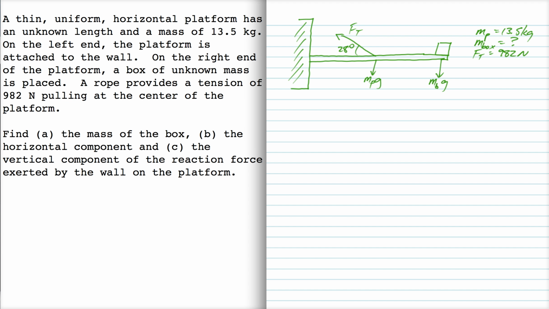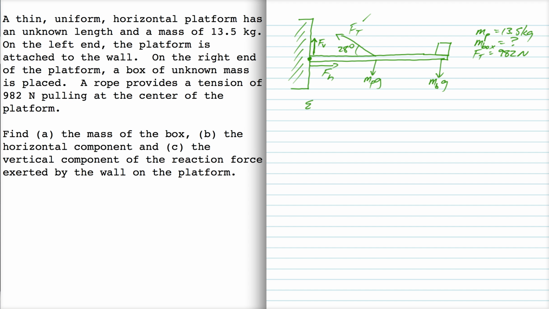Alright, I've got tension here. What else? There's no applied force. If we look at the reaction forces, we've got a horizontal component of the reaction force and a vertical component. I'm assuming that the vertical component points up. I may be wrong. But those are the forces that are acting on this end of the rod over here where it's attached to the wall. And that's it. Those are all the forces in the problem.